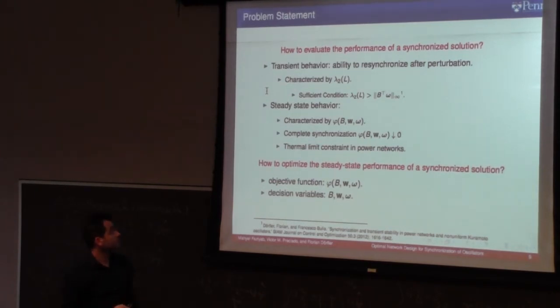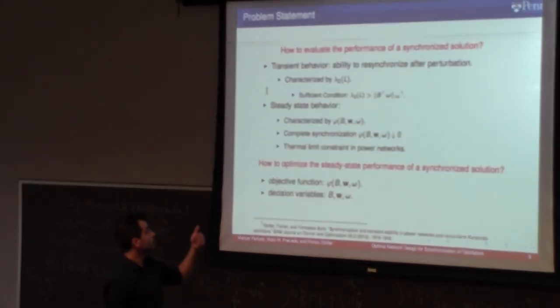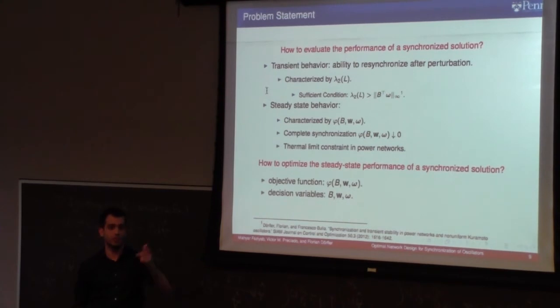But if I care about the steady-state behavior, as we saw in the previous slide, we can characterize it by this phase cohesiveness, which is the maximum phase difference in the steady state, which is phi of B, W, and omega. It can be seen that when this phase cohesiveness approaches 0, we get complete synchronization. And in practical settings, this phase cohesiveness has a meaning. For example, in power networks, it is a thermal limit constraint. They say that this phase cohesiveness should not exceed, for example, 25 degrees in power networks, right?